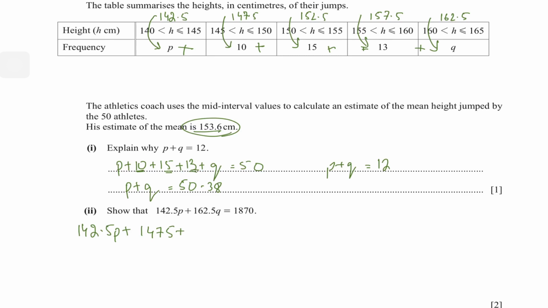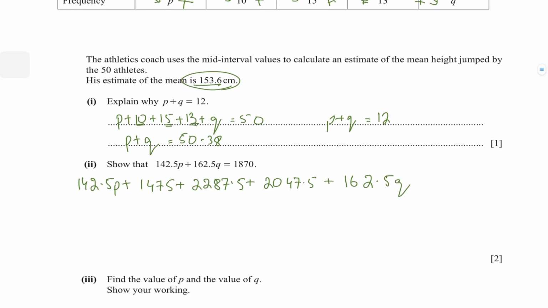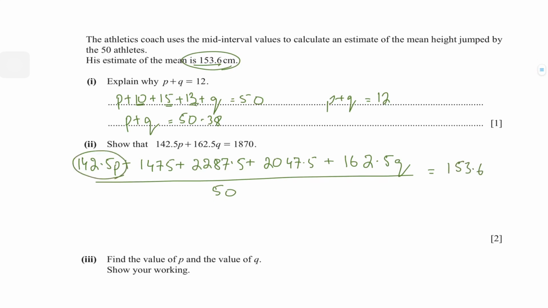Yeah, that's pretty simple. Okay, now I'm going to use a calculator for this. 152.5 multiplied by 15 is going to give me 2287.5, and then 157.5 multiplied by 13 is going to give me 2047.5, and then 162.5 multiplied by q. Oh, okay, I don't need a calculator for that. 162.5q, and this divided by 50 is equal to 153.6.